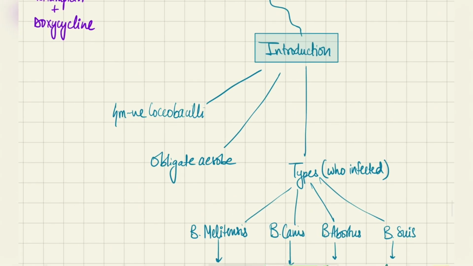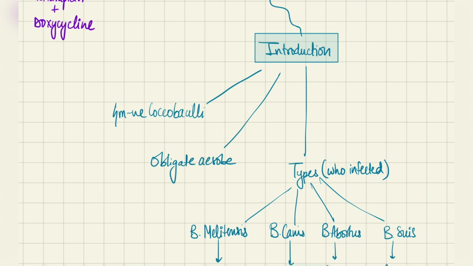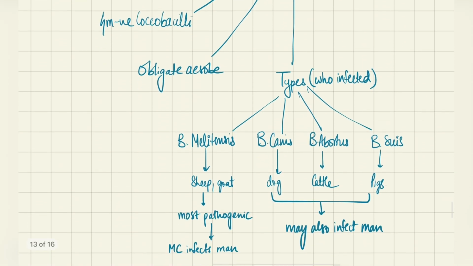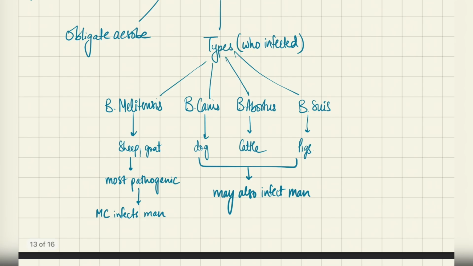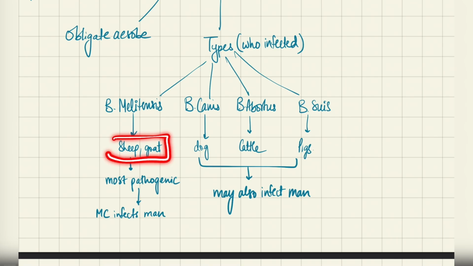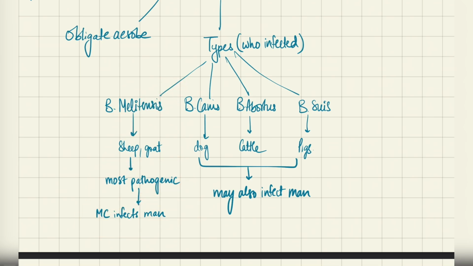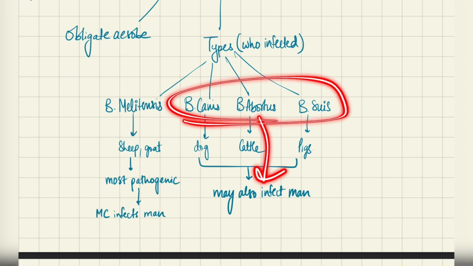Brucella is a gram-negative coccobacillus and an obligate aerobe. It is of multiple types based on the primary animal it infects before man. If it infects sheep and goat first, that is Brucella melitensis; dog, Brucella canis; cattle, Brucella abortus; and pigs, Brucella suis. Out of these, the most pathogenic, which most commonly infects man, is Brucella melitensis, which is primarily what we will focus on. But the other forms may also infect man.